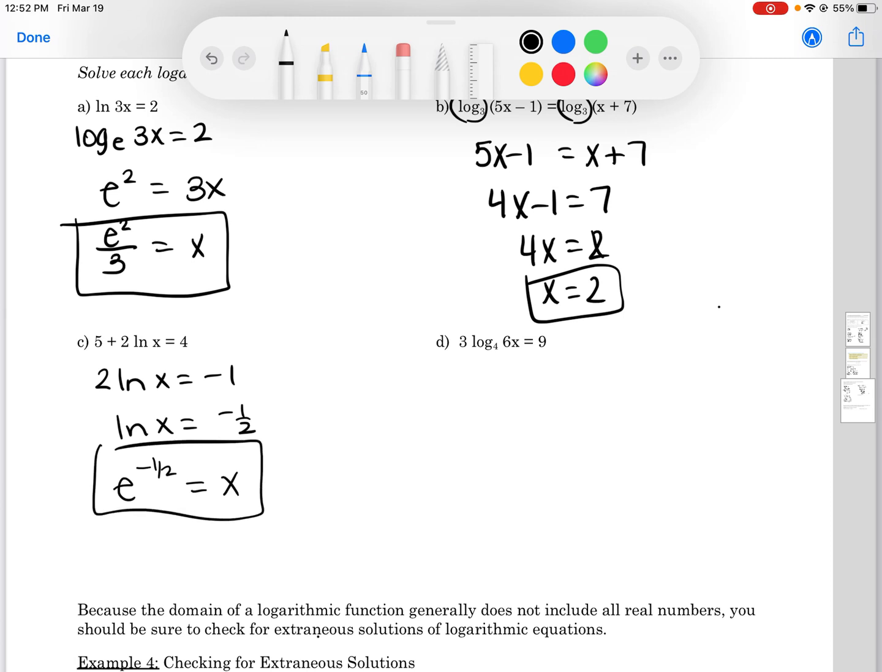All right, we'll divide by 3 in this next one. And then we'll rewrite this. So that's 4 to the 3rd power is equal to 6x, and then divide by 6. 4 to the 3rd, let's see. 4 times 4 is 16, times 4 is 64, divided by 6. And 64 divided by 6 is going to give us, sorry, 32/3.